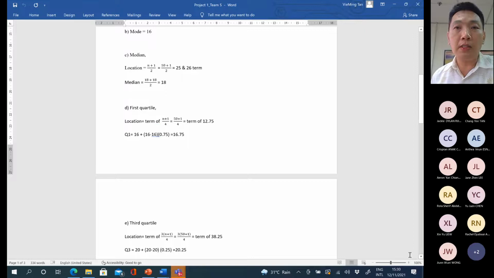Okay, so most of the students present the answer in two steps. They indicate the location first, correct? The location is (n+1) divided by 2. But the way to present this is not correct.